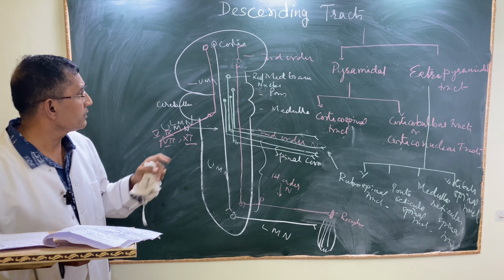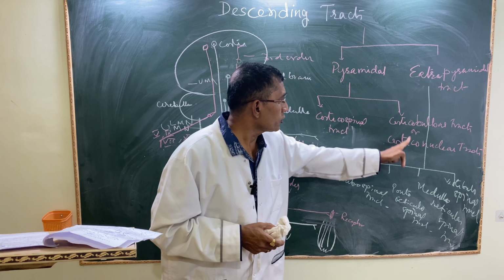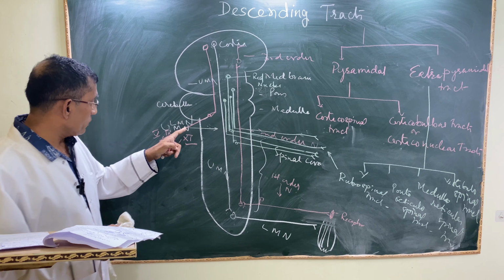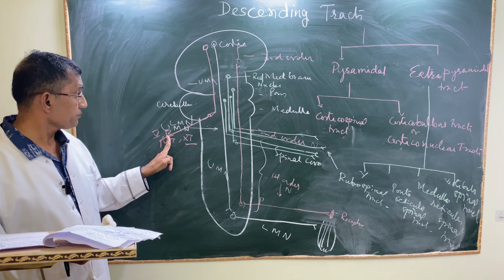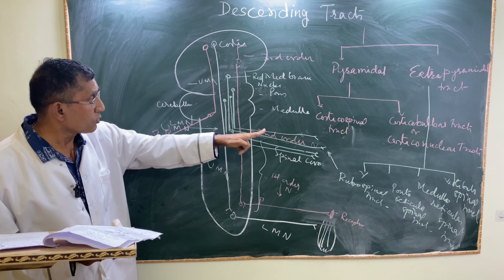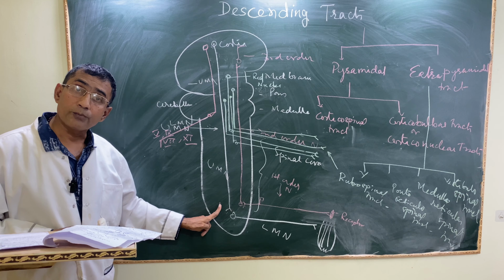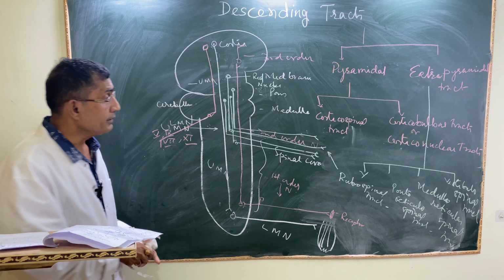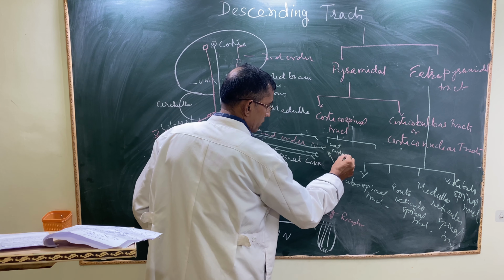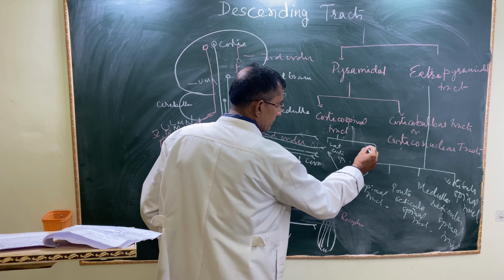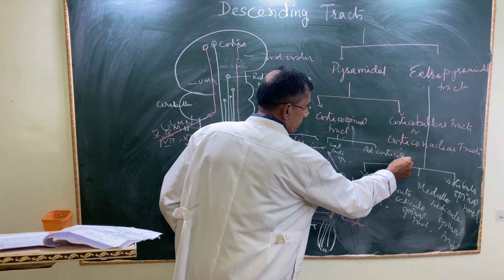Coming to the pyramidal tract, it is actually divided into corticospinal tract and corticobulbar or corticonuclear tract. So corticobulbar, already I have told you, this is upper motor neuron. And then corticospinal tract, if it is terminated in the lateral column of the spinal cord, then it is called lateral corticospinal tract. And if it is terminated in the anterior column, then anterior corticospinal tract.